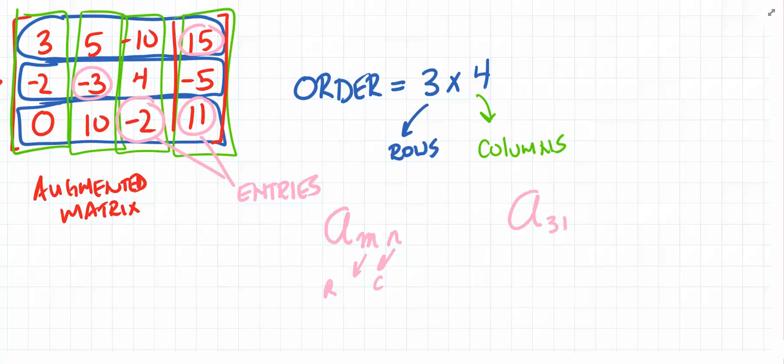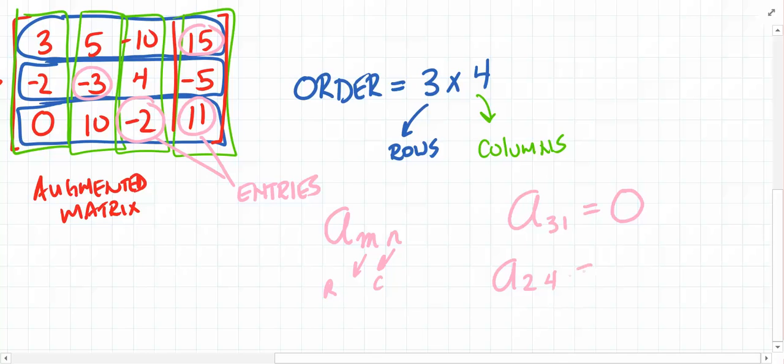So what number is in row 3, column 1? Yeah, this is the entry 0. You guys see that? Okay, what would be this one? A24. What's in the second row, 4th column? -5. Does everyone see that that's -5? Second row, 4th column. So it's basically a little tiny map that tells you which entry to look at, okay?